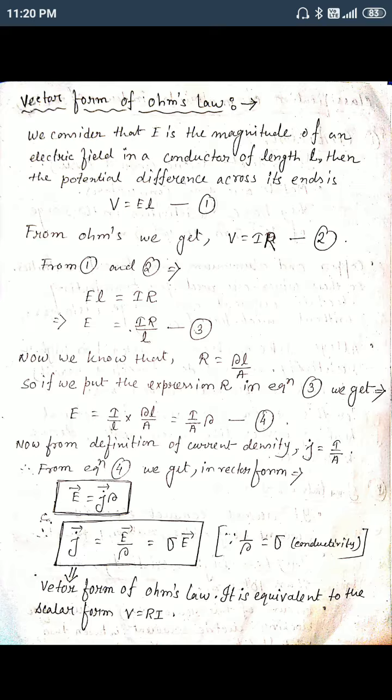V equals R i, where there is no vector sign. This is the scalar form, V equals R into I. The vector form of V equals R i is J equals sigma into E. We do not consider the first expression, E equals J into rho. So J, the current density, equals sigma into E. This is the vector form of Ohm's law.